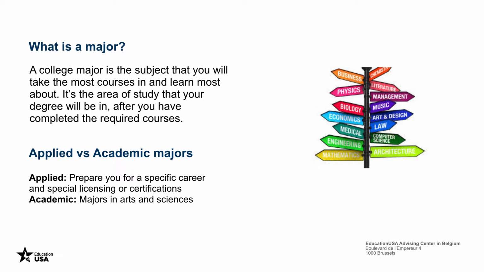Academic majors are majors in arts and science. They include the humanities, science, and math. They don't lead to a specific career, but they prepare you for graduate studies or professions in which a wide range of skills and creative talents are valued. Examples include, but are not limited to, a major in English or a major in math.